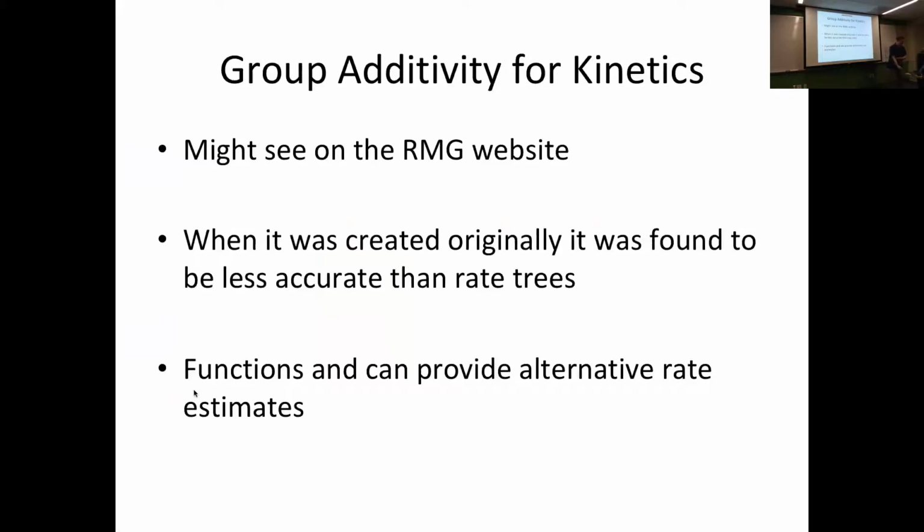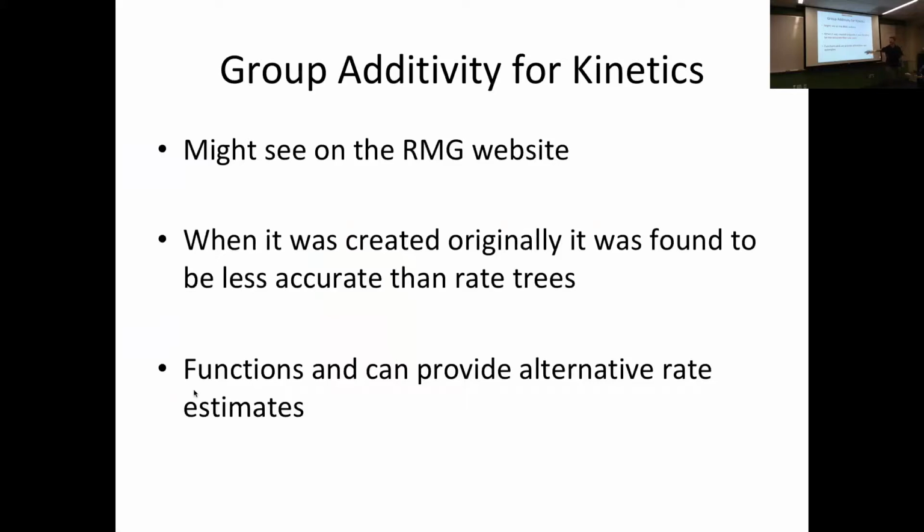Okay, so group additivity for kinetics. If you look at the RMG website, Max is going to talk about this, I think, tomorrow morning. And what you might see is when you estimate kinetics on the RMG website, it'll give you a value for group additivity kinetics. And this is indeed implemented in RMG. It was created originally to try to make a method that was better than the rate trees. But at the time, it was found to be less accurate than the rate trees.